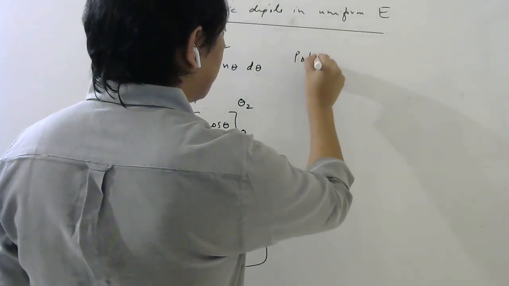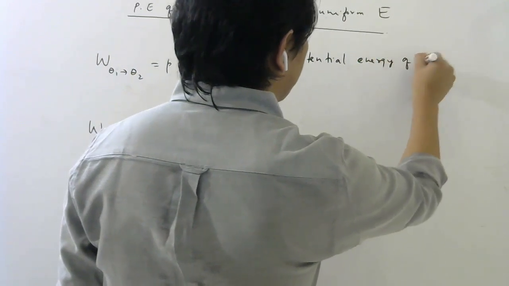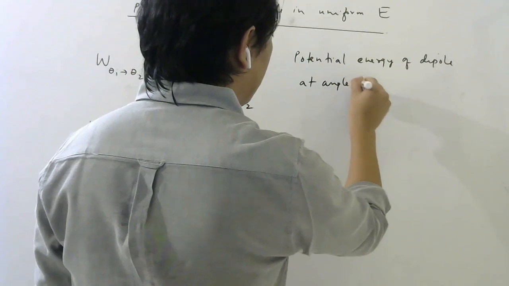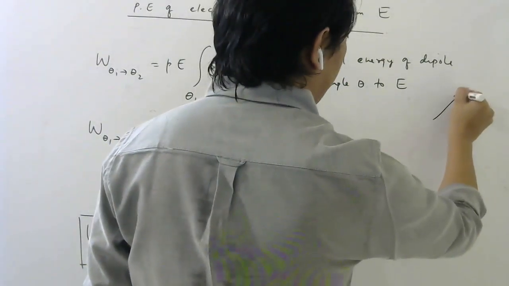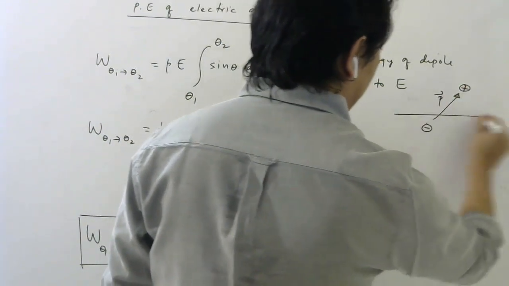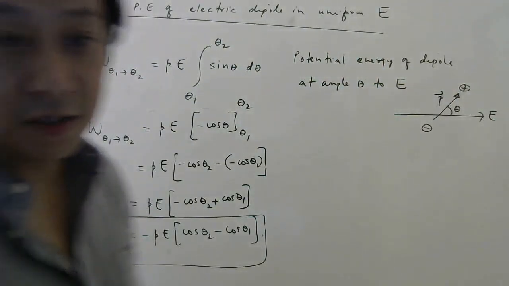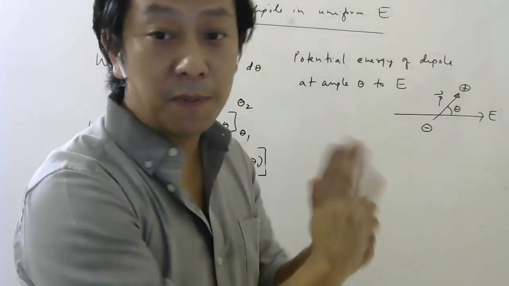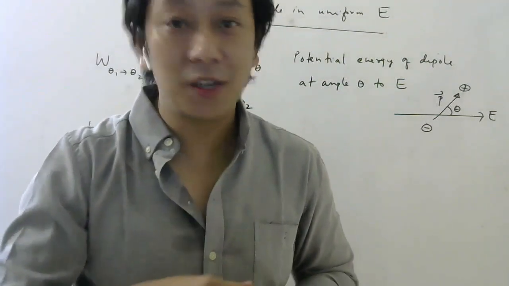No. So in this case, what we will do: potential energy of a dipole at angle theta to the electric field. Here is your dipole moment vector, minus q is here, plus q is here, and the electric field is here. At this angle, students, I want to know what the potential energy is. I know it has potential energy because if I keep it here and leave it, it starts moving. So when something like that is there, it will always have potential energy stored.